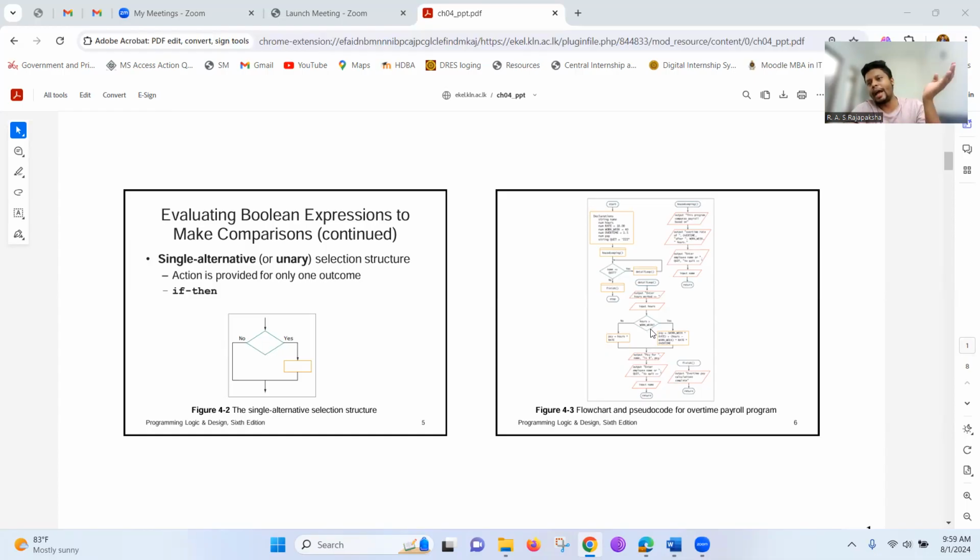So at this point, we don't have an else part. The if-then-something-else option is not there. There are no two possible outcomes. There we have only one single output or one single alternative. So we use if and then only.